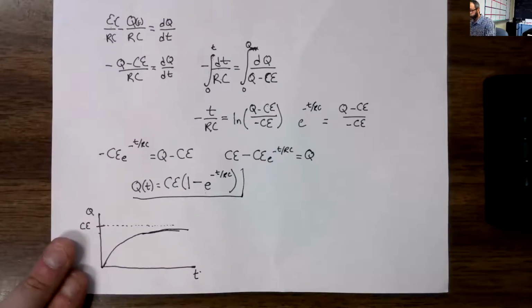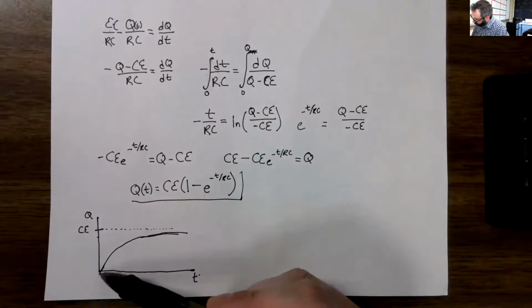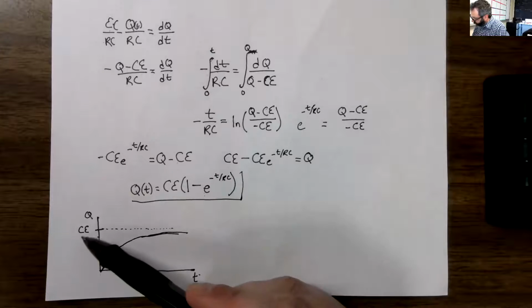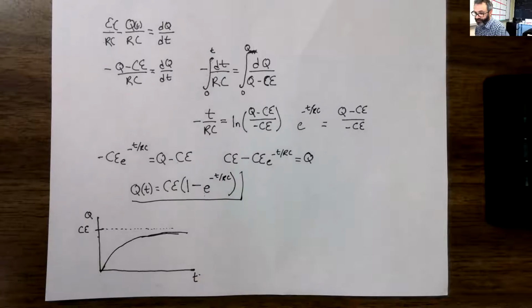Okay. So this is how it charges. We start out with no charge, and as time goes on, we asymptotically approach the maximum value of the charge, which is the EMF times the capacitance.